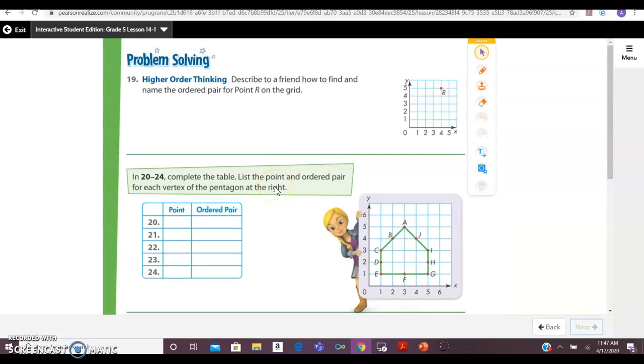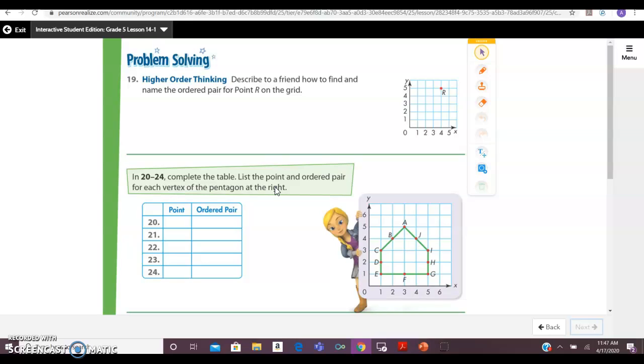Number 19, higher order thinking. Describe to a friend how to find and name the ordered pair for point R on the grid. You're going to tell me what the ordered pair is and tell your friend how to get there. So how many units are they going to move to the right? How many units are they going to move up?